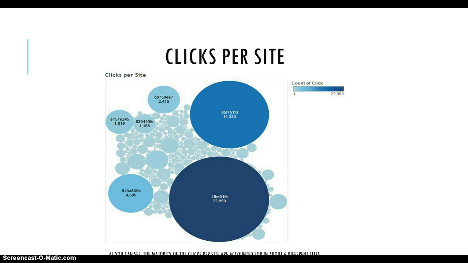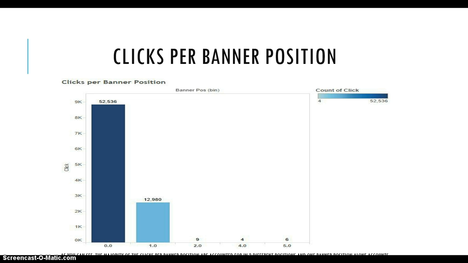And then here we have clicks per site. There's about 6 different sites that accounted for the majority of the clicks, with the biggest one being over 22,000 clicks for that particular site.